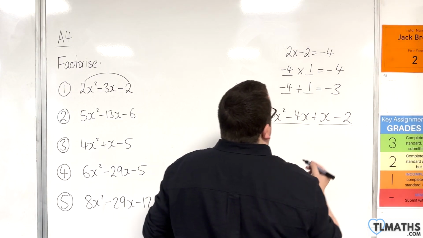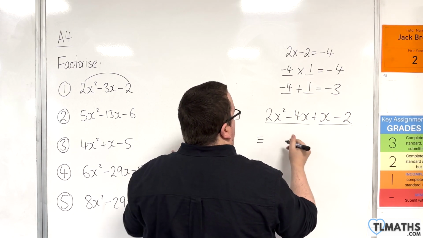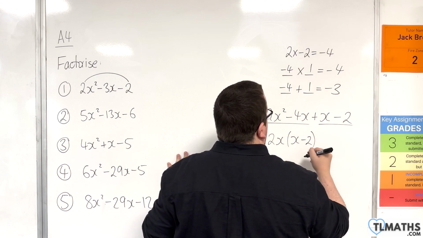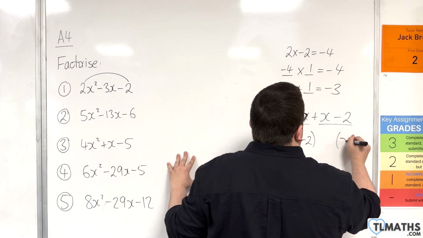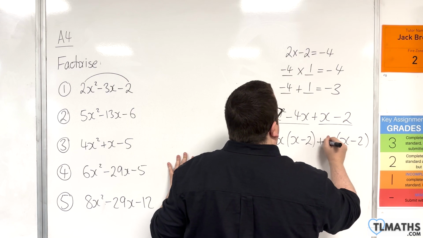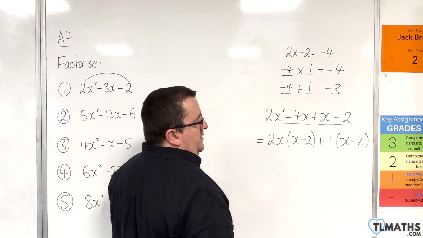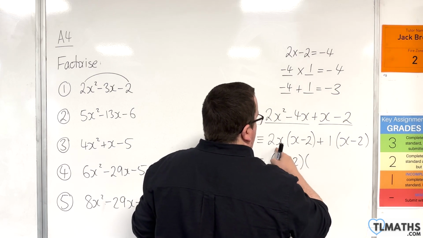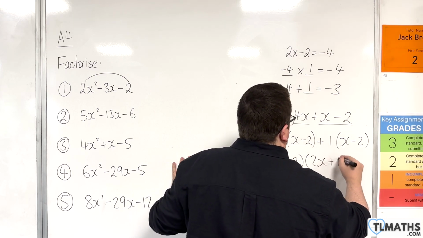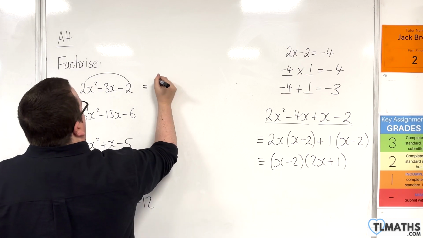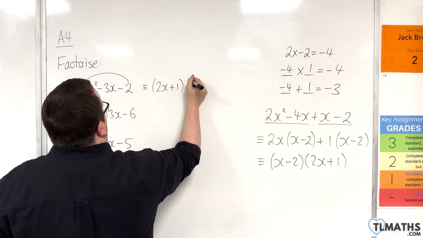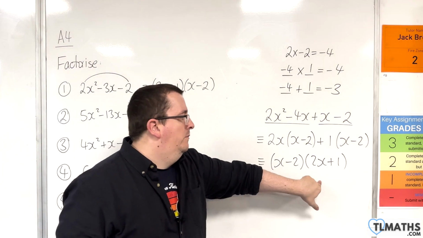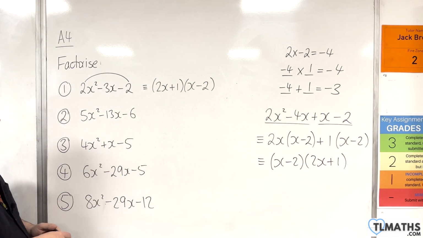So factorise the 2 halves. 2x squared take away 4x. If I factor out the 2x, then I'd have x take away 2 inside the bracket. We know that the other bracket's got to be x take away 2, so we've just got plus 1 lot of x take away 2 there. So our two brackets are x take away 2 and 2x plus 1. So 2x plus 1, x take away 2. And it doesn't matter in which order I write them, either would be perfectly fine.